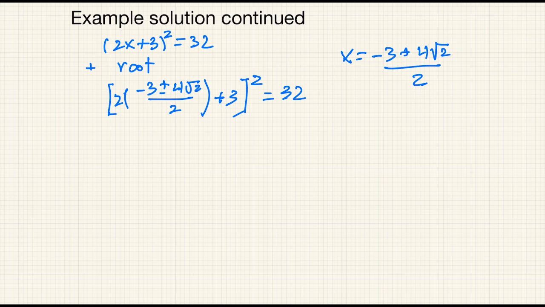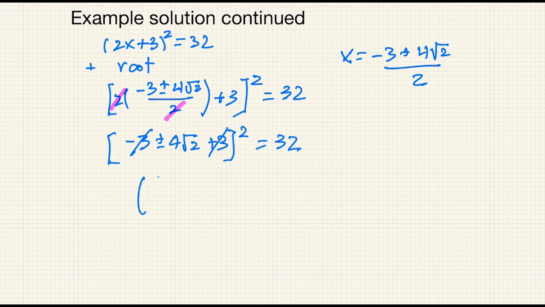Now, back over here, what we see is that the 2 is going to cancel with that 2. It's going to make it a little simpler. So now we get (−3 plus or minus 4 root 2 + 3) squared is equal to 32. Now we see that the 3's go away, so we're left with, in this case we've taken the plus, 4 root 2, and that squared is equal to 32.